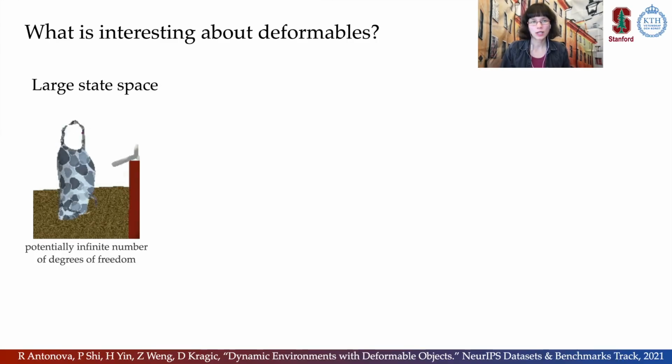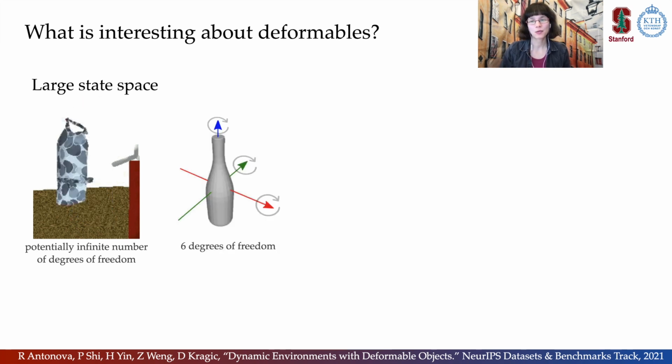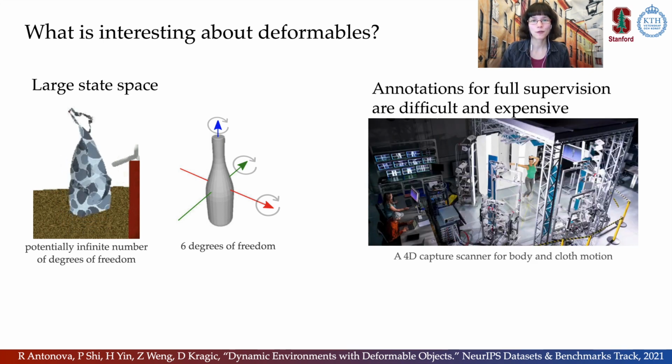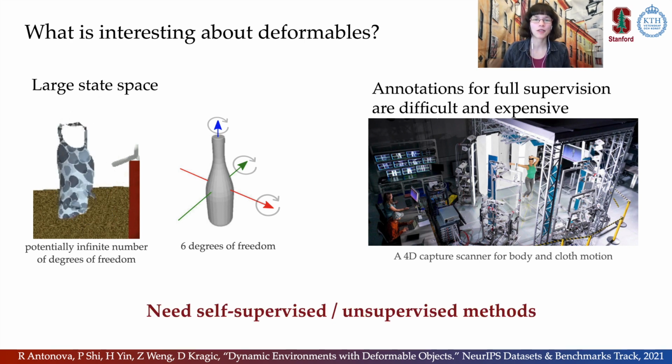First, let's consider what is interesting about deformables. They have a large state space with potentially an infinite number of degrees of freedom, contrasted with just 6 degrees of freedom for rigid objects. And if we wanted to annotate that state fully, that would be pretty expensive. So we're interested in self-supervised and unsupervised methods.